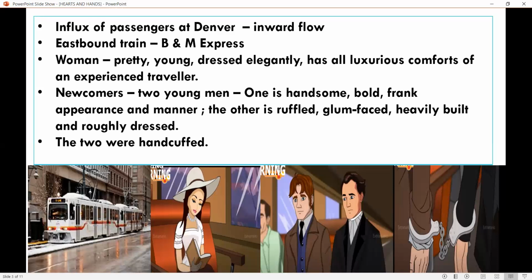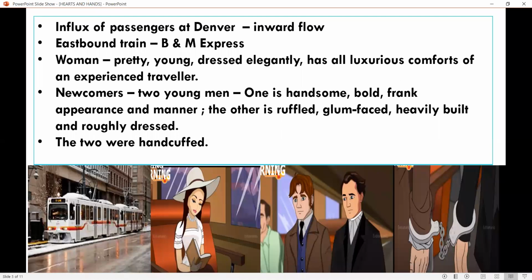In contrast with the other man, this man looks very gloomy, ill-tempered and rough-looking, heavily built, and his dressing style is also not that good. He is roughly dressed. And these two men are handcuffed. So that's why they are walking together. One cannot be parted from the other, right? You know who are handcuffed? Only the criminals are handcuffed. All right, I hope you understood this.